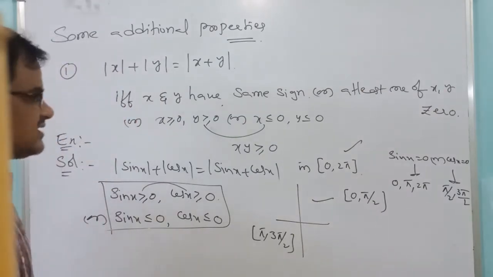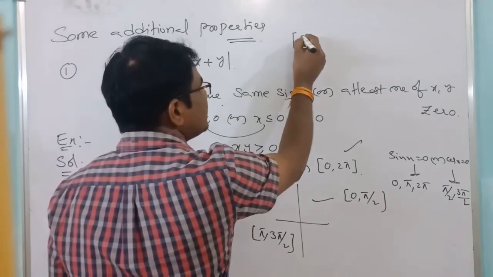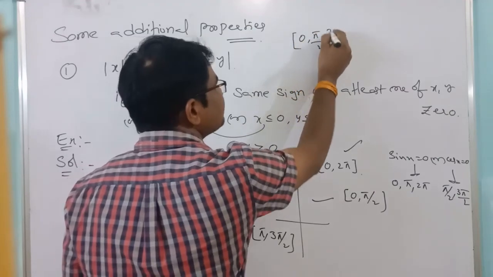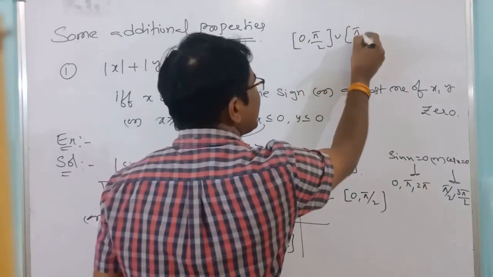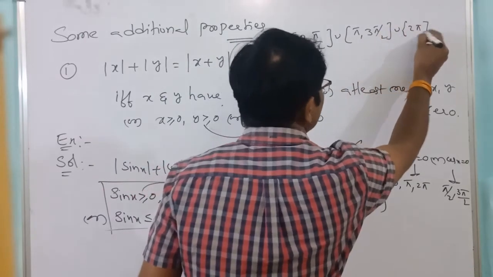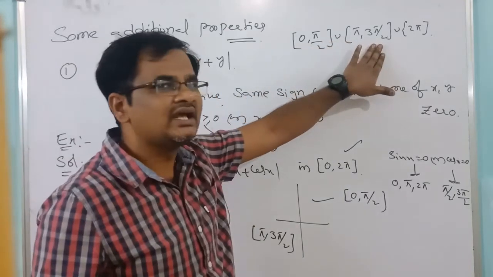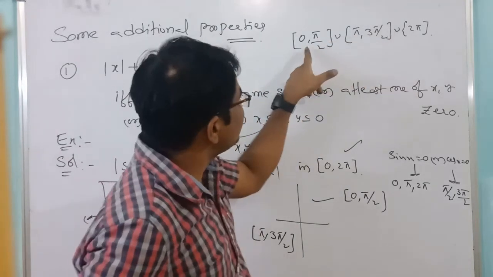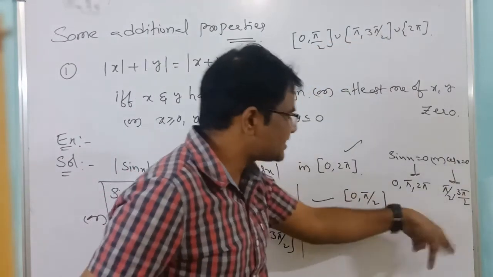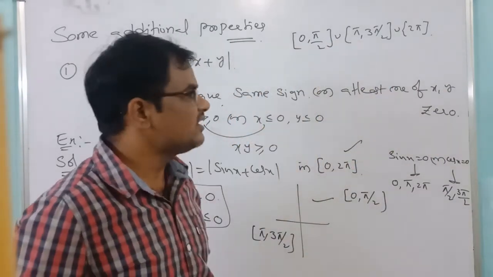Right? Now what is the conclusion? The answer is x belongs to [0, π/2] ∪ [π, 3π/2] ∪ {2π}. Meaning in this one both are positive, in this one both are negative. And extra here: 0, π, 2π where sin x = 0, and π/2, 3π/2 where cos x = 0. This is our solution.